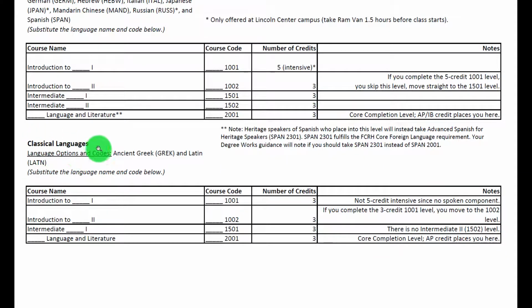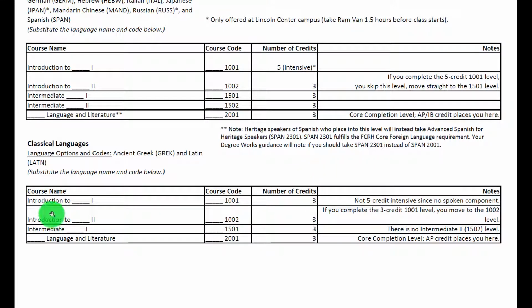Now let's take a look at the classical languages, and the options are Ancient Greek and Latin. So if you're coming in saying you want to start Ancient Greek, having never studied before, or Latin, you would take the Introduction 1 level, which is numbered 1001. And because there is no spoken component to these two languages, unlike the modern languages, this course is only 3 credits, since there is no required language lab.